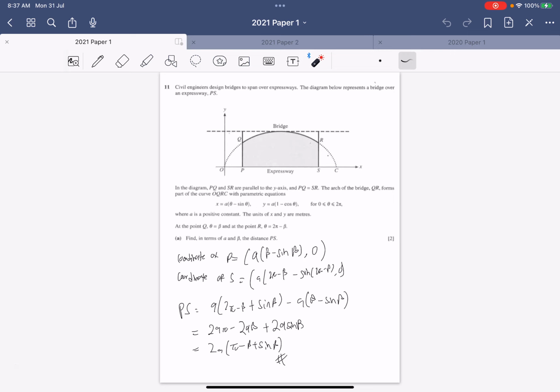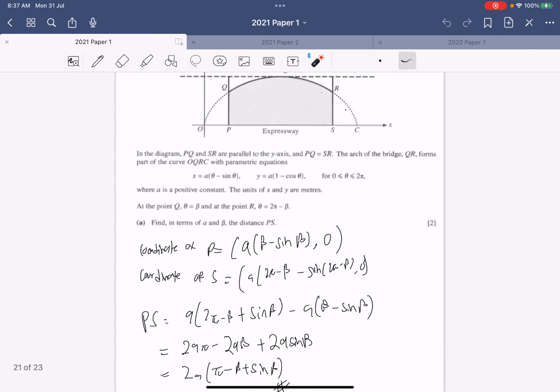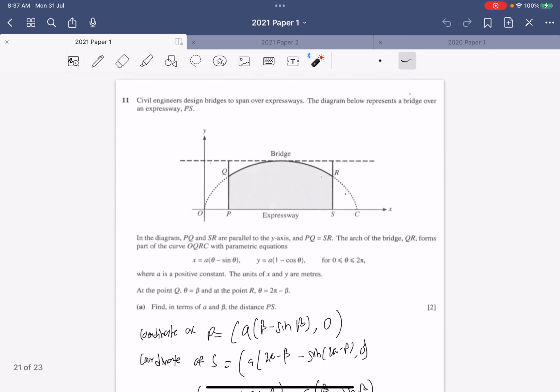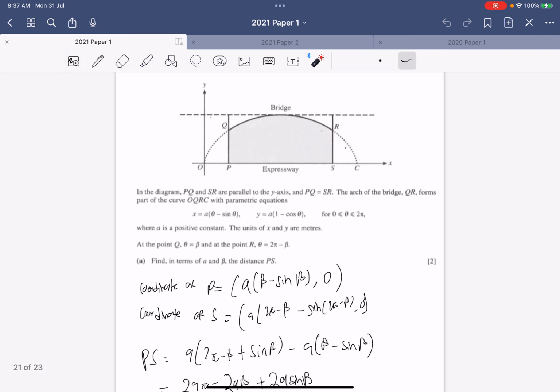Moving on to question 11, it's like an application of differentiation with a bit of mathematical modeling and understanding parametric equations. So they tell you that QR is modeled by this parametric equation, and at Q, theta is beta, and at R, theta is 2 pi minus beta.